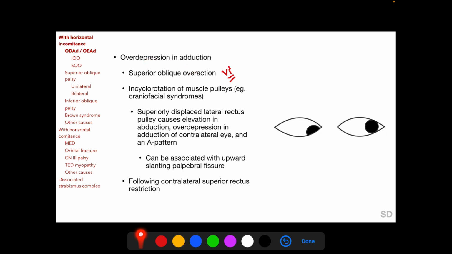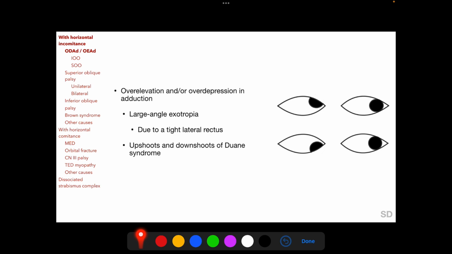Overdepression in adduction can also occur following restriction of the contralateral superior rectus muscle, which will limit depression of the contralateral eye in its abducted position, and thus the ipsilateral eye will appear to be overdepressed in its adducted position. There are two scenarios, large angle exotropia and Duane's syndrome with upshoots and downshoots, each of which will show overelevation in adduction at certain points in time and overdepression in adduction at other points in time.